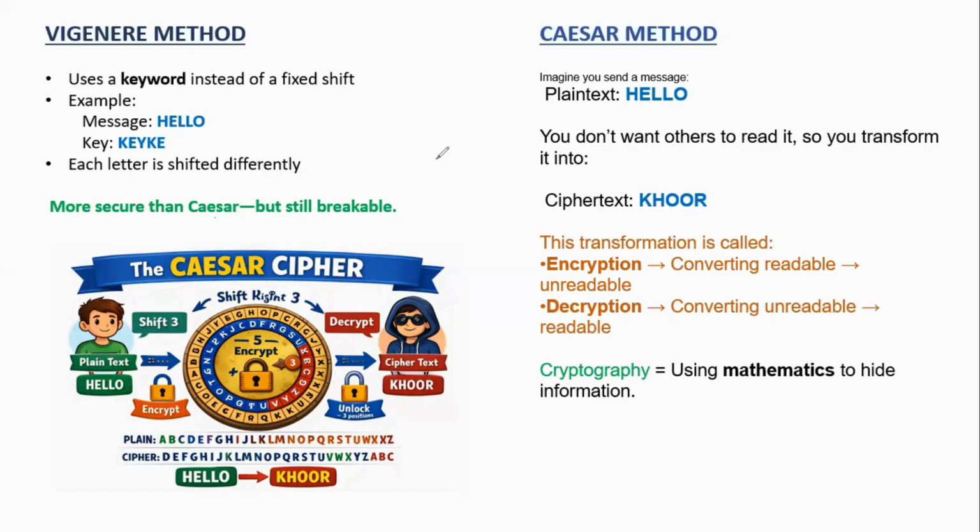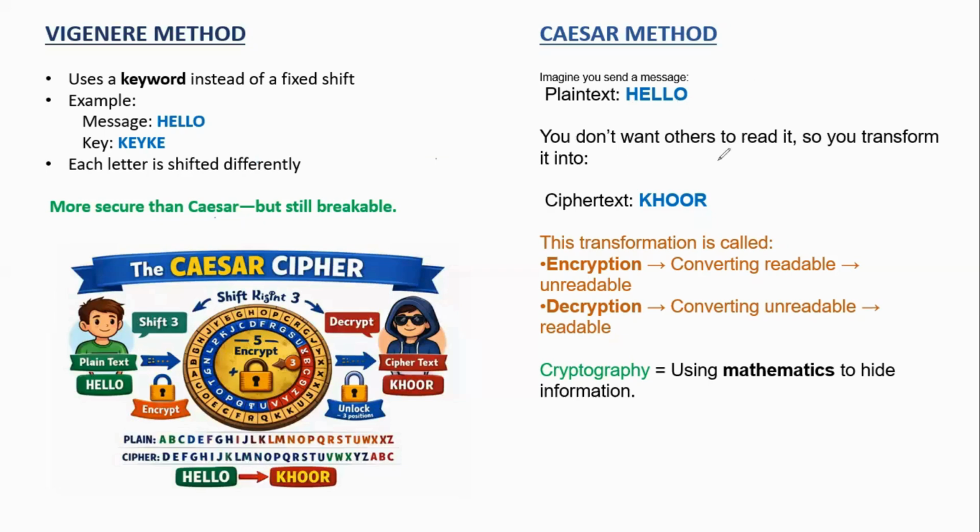Now we are going to discuss the Caesar method and the Vigenère method. As I told you at the start, there are different classical approaches which were used traditionally to convert plain text into ciphertext so that no one else can read it in between while sending your data to another user. So let's start with the Caesar method.